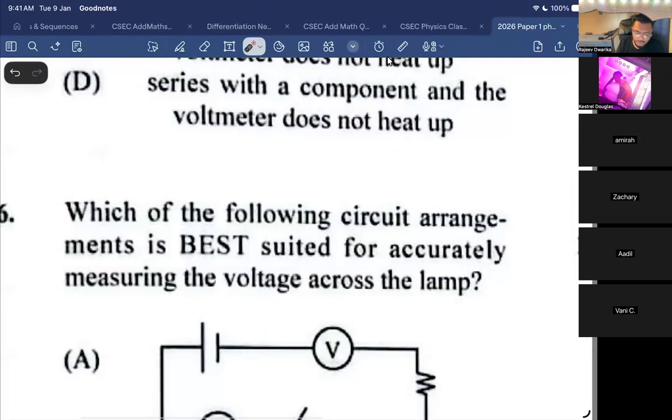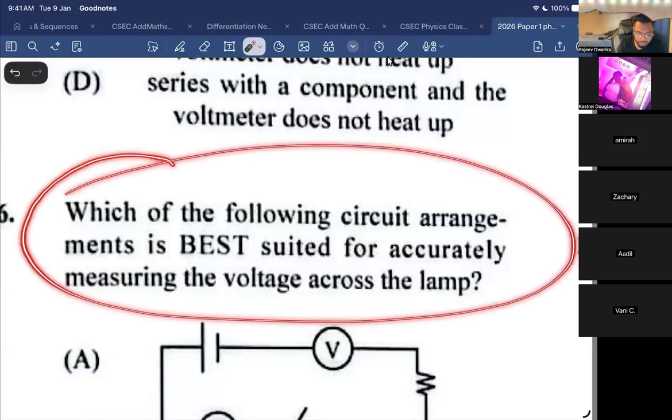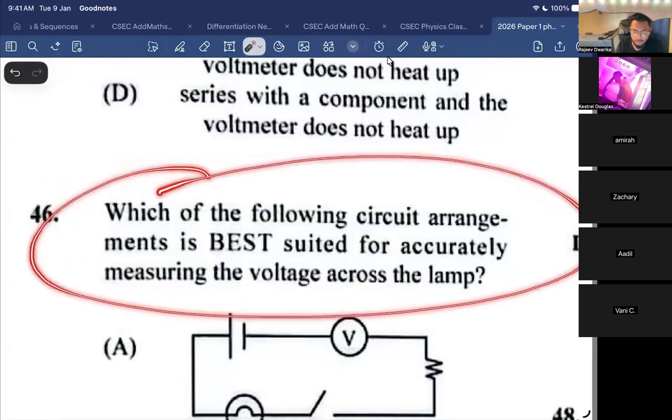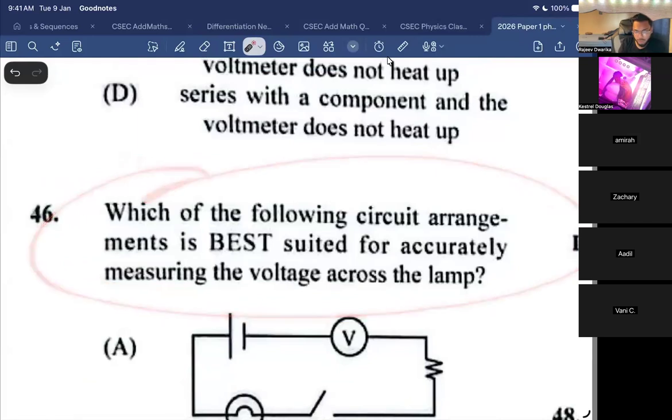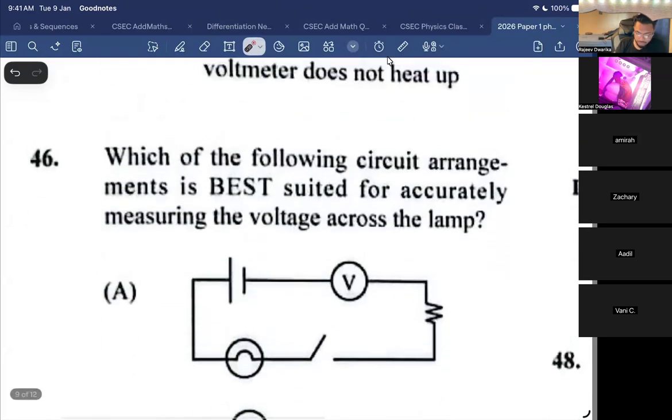Which of the following circuit arrangements is best suited for accurately measuring the voltage across the lamp? So we want to measure what here? Who wants to help me with this question? 46. Me. All right, so Kestrel, we want to measure the voltage across the lamp. So if I'm measuring voltage, I must connect the voltmeter in parallel. You think 46 is correct?